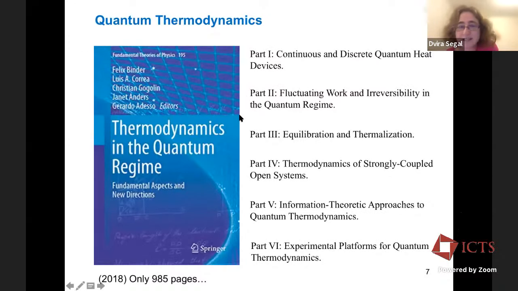So that's my introduction to quantum thermodynamics. I'm just directing you to a great book, a collection of contributions from leaders in the community. As you can see, it's quite massive with almost 1,000 pages. Just by going over the table of contents, you can get a sense of the different activities in the field, whether it's about quantum heat machines in part 1, fluctuations, questions of equilibration, information theory concepts, and of course, experimental platforms that are more and more the focus of this community.